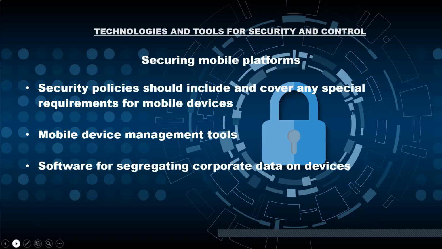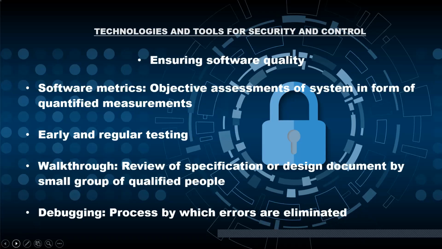And lastly, in ensuring software quality, a key to implementing effective security and controls, organizations can improve system quality and reliability by employing software metrics. So ano ba yung software metrics? These are objective assessments of systems in form of quantified measurements. Examples ito, online response time, number of transactions, and number of payroll checks printed per hour.